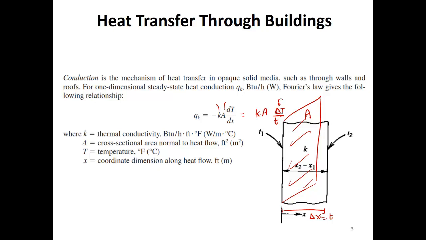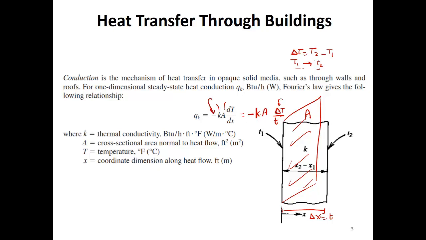Now, since we write delta here, that's usually going to be T2 minus T1. We know that heat transfer goes from the high to the low temperature region. Then this delta T is going to be negative, so since we're always looking at the heat loss, that's why we add a negative sign right here.